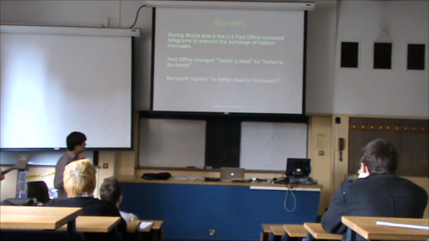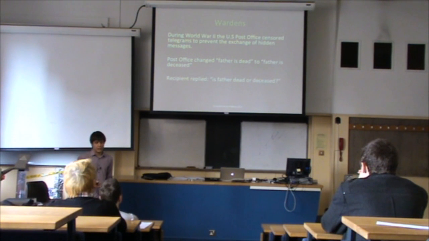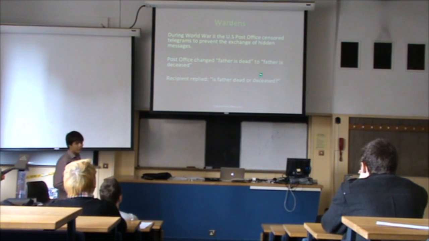So when telegrams were sent in the war, they were censored because they didn't want secret information or overtly written information to get through. So what they would do is either block out chunks of text with a marker pen if people were trying to say things they shouldn't. But they also changed the way things were phrased so that hidden information couldn't get through. And this is an example of what is essentially an active warden technique.